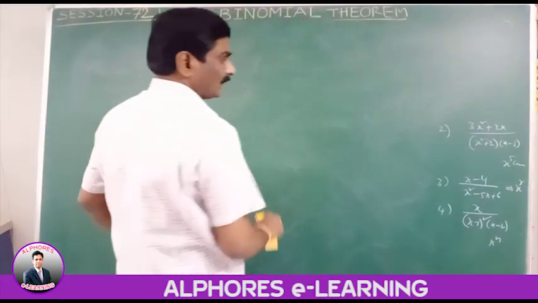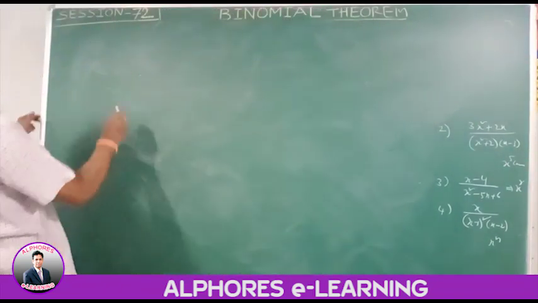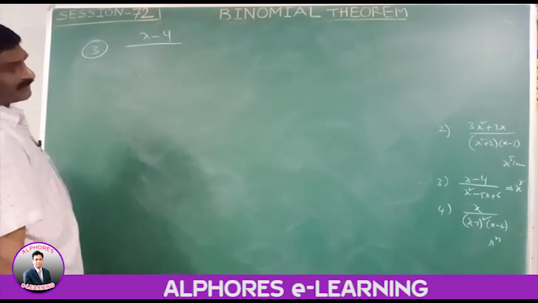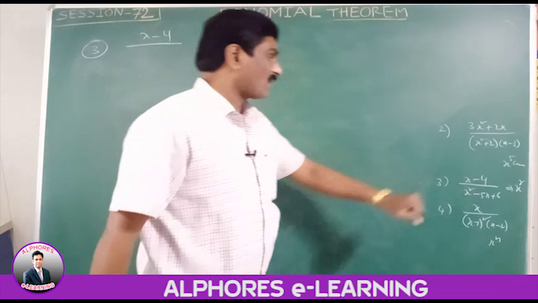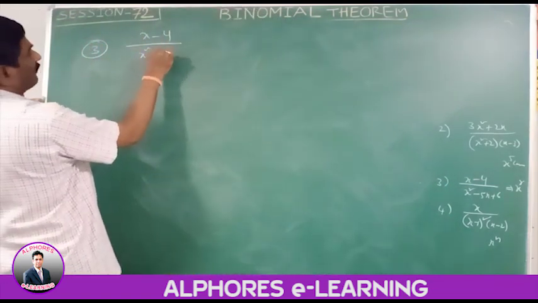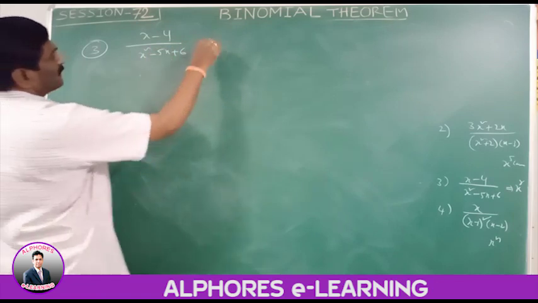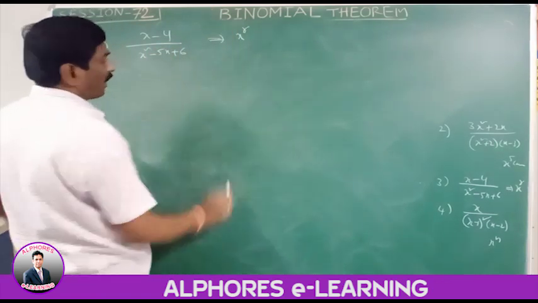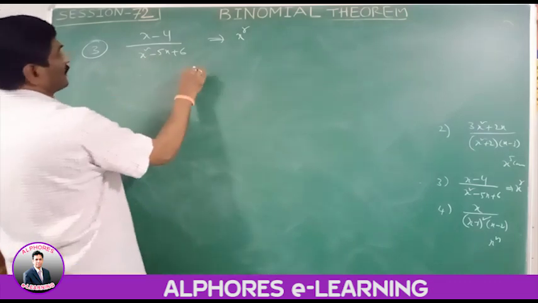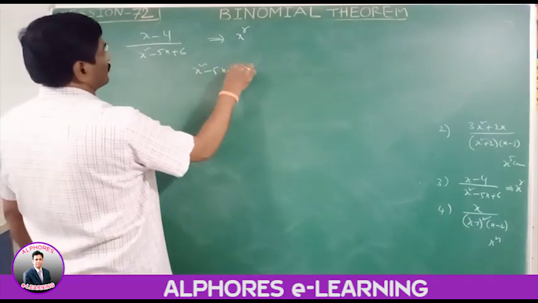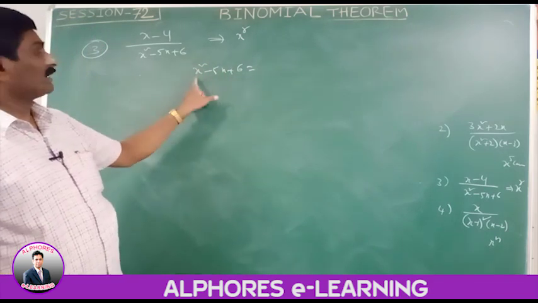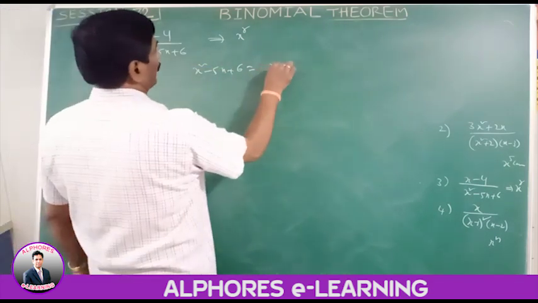Third one. Find the coefficient of x^r in the expansion of (x − 4)/(x² − 5x + 6). In this case, we find the coefficient of x^r. What is the denominator? x² − 5x + 6. It is quadratic and it can be resolved into factors. Please observe this value. The factors are (x − 2)(x − 3).